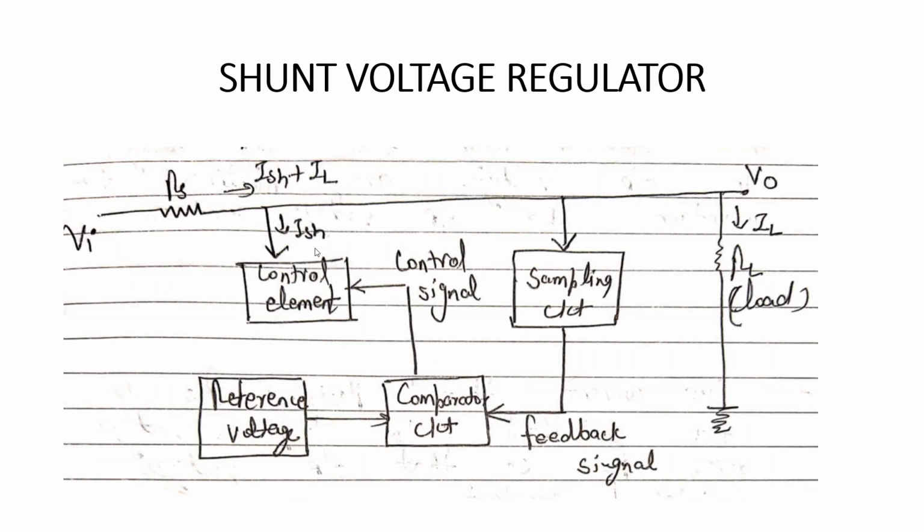Depending on the control signal, the control element will change the current ISH. The current ISH is changed in such a way that any change in output is nullified to maintain the output voltage constant. Thereby, it regulates the output voltage.